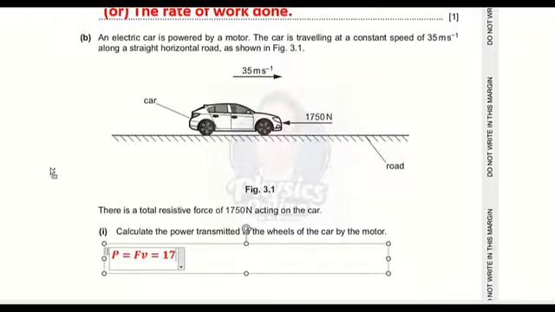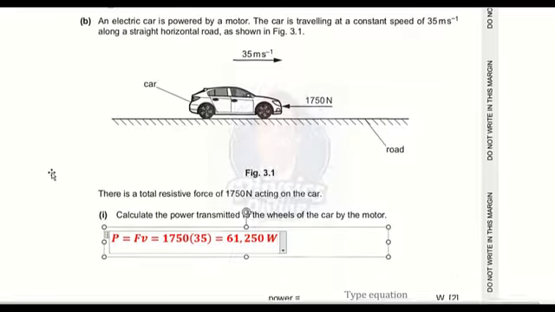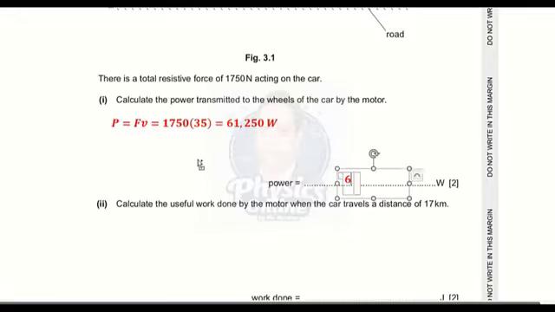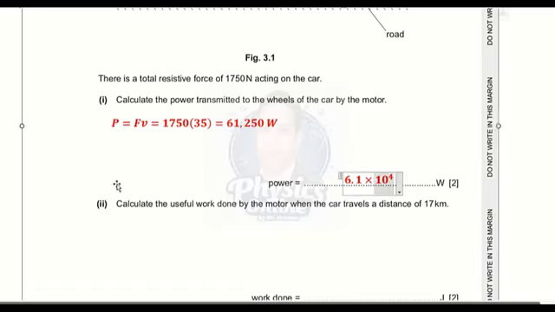The force here is 1750 and velocity 35 equals 61,250, and the unit is watt. We can use a scientific form, so it becomes 6.1 times 10 power 4 watt.